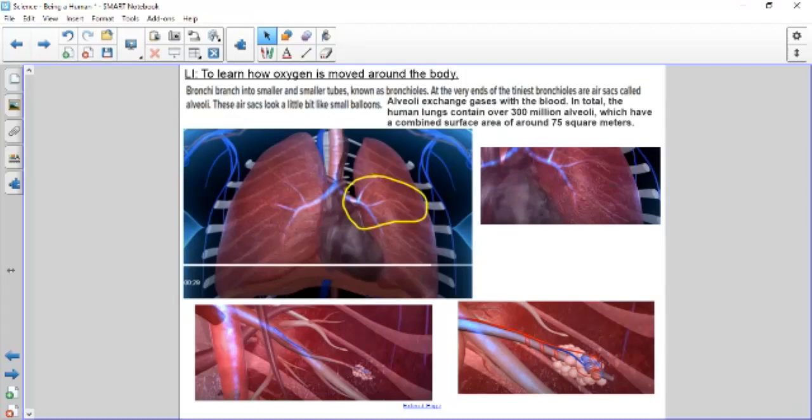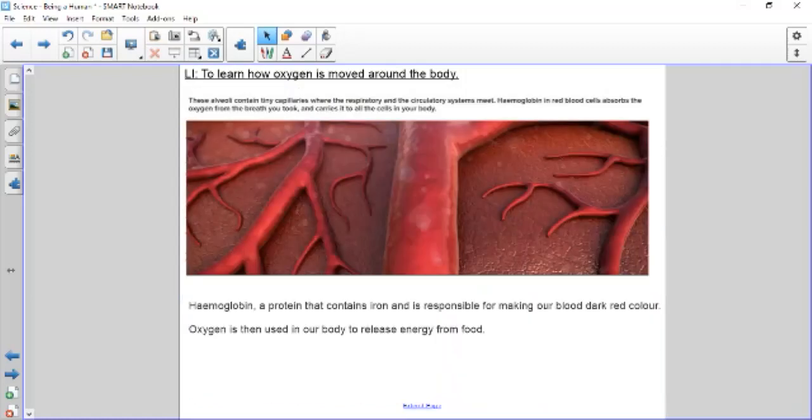These air sacs look a little bit like small balloons. Alveoli exchange gases with the blood. In total, the human lungs contain over 300 million alveoli, which have a combined surface area of around 75 square meters. These alveoli contain tiny capillaries where the respiratory and the circulatory systems meet. Hemoglobin is a protein that contains iron and is responsible for making our blood dark red in color.